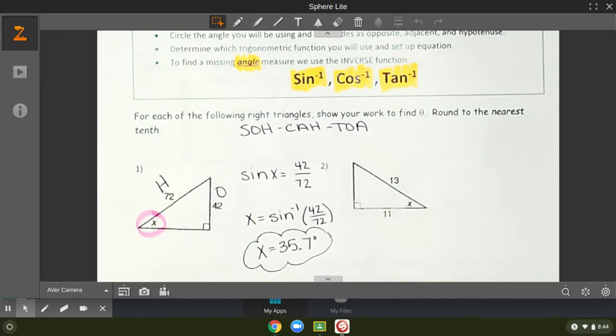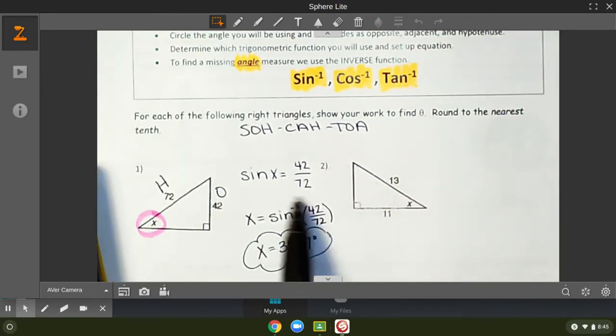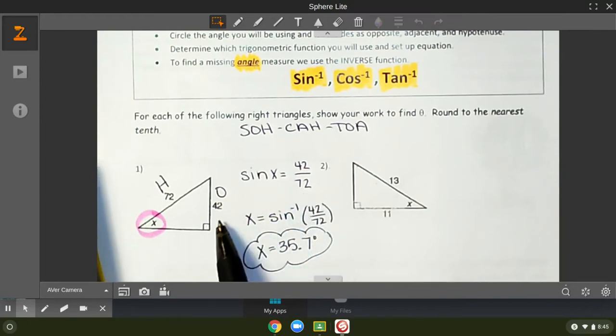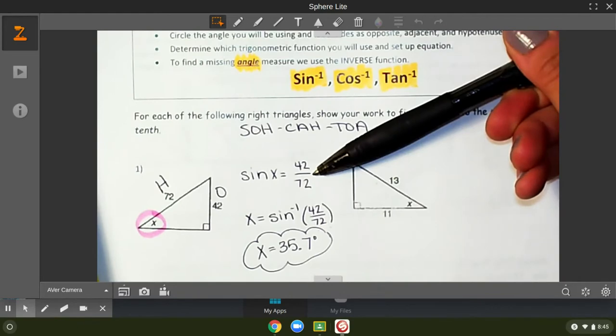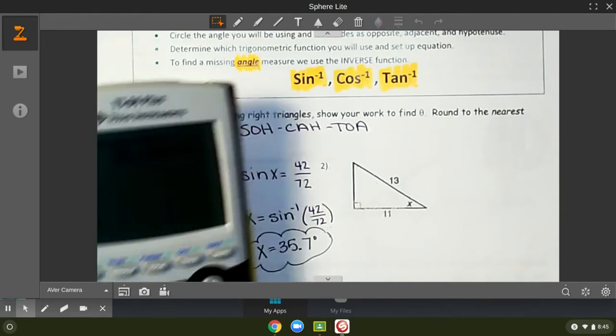Now, some of you in your class last year may have realized, well, do we really have to write this step out right here? Nope, I'm just trying to write it out so you know exactly what you're typing in the calculator. But if you get to this step and you know to use the inverse, you can right away just plug it in. Okay, so let's take a look at example number 2.